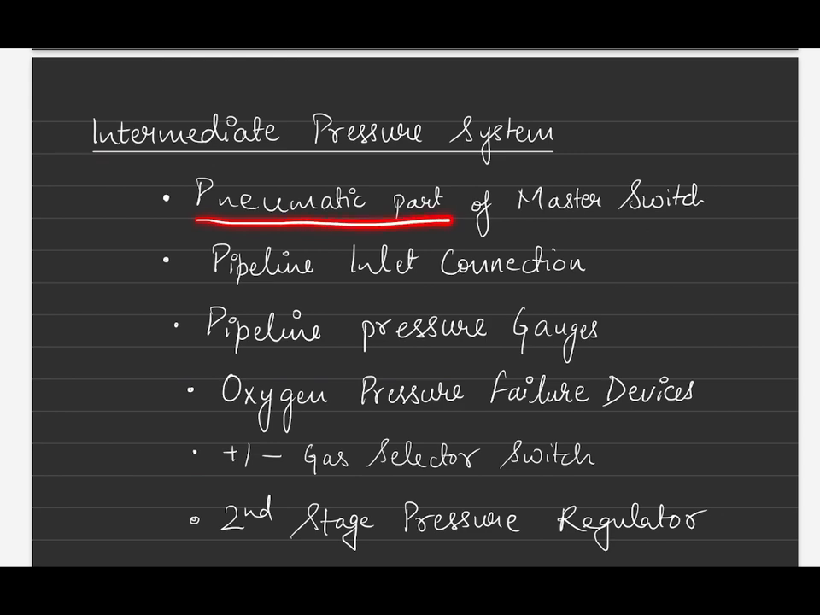We have pneumatic part of master switch. As we have discussed earlier, master switch has two components, electrical part and pneumatic part. So pneumatic part comes under intermediate pressure system. Then we have pipeline inlet connections. We have pipeline pressure gauges. We have oxygen pressure failure devices, which are a safety feature of anesthesia machine. There is presence of gas selector switch in newer machines.